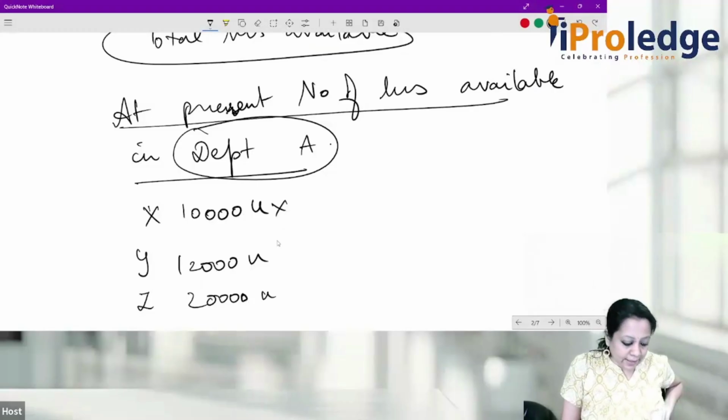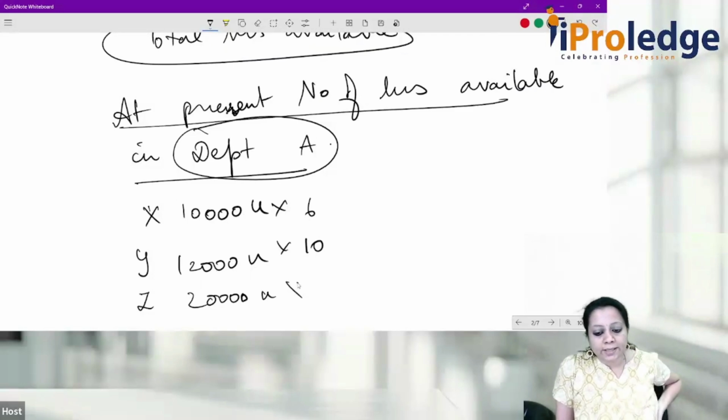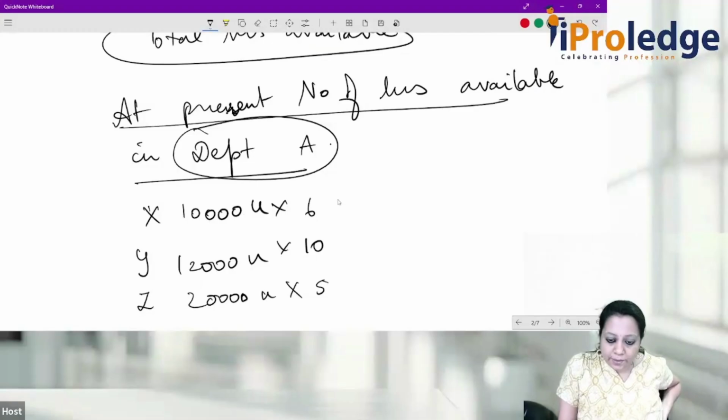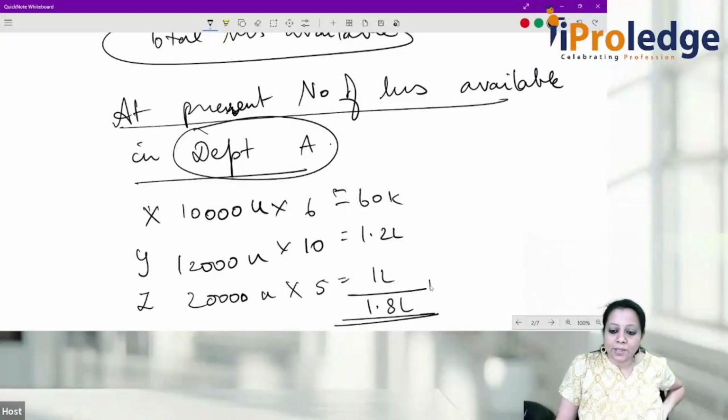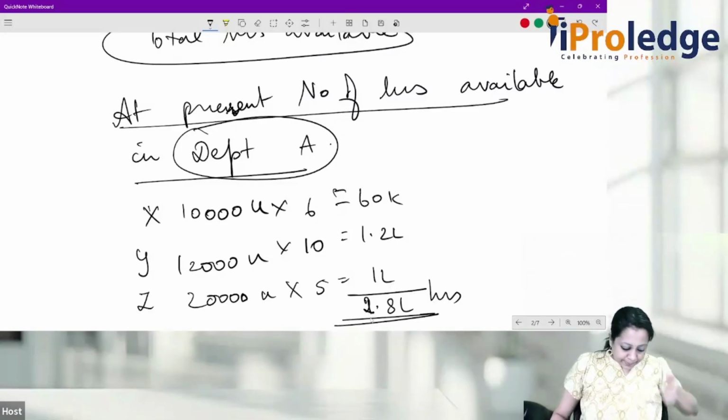Each unit of X requires 6 hours in department A. Each unit of Y requires 10 hours in department A. And same way, 5 hours for Z. So totally, how much is it? This is 60,000. This is 1.2 lakhs. And this is 1 lakh. So totally, how much is it? 1.8 lakhs? No? Yes. This is 2.8. Oh, yeah, correct. 2.8 lakhs.